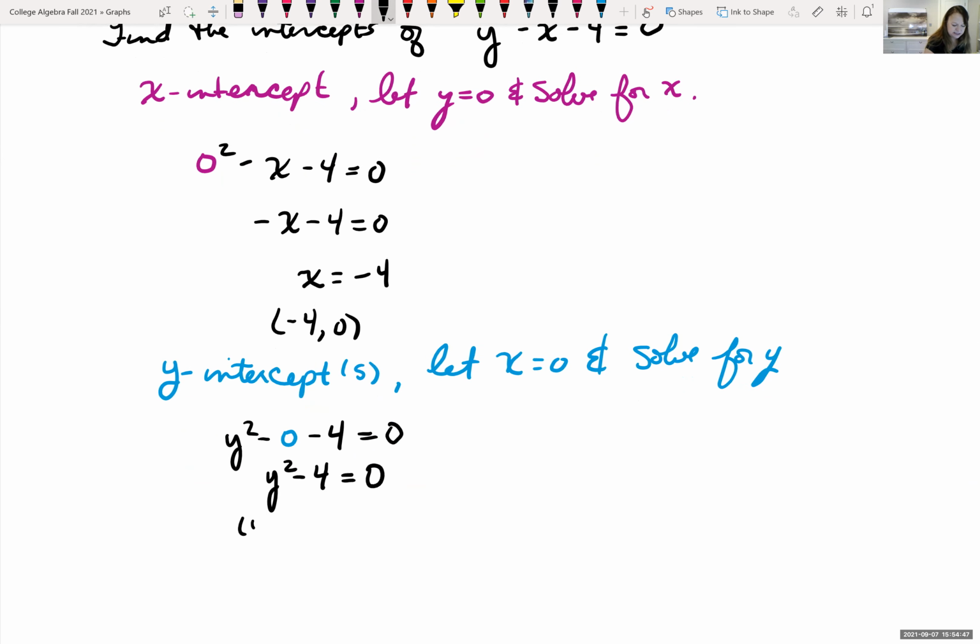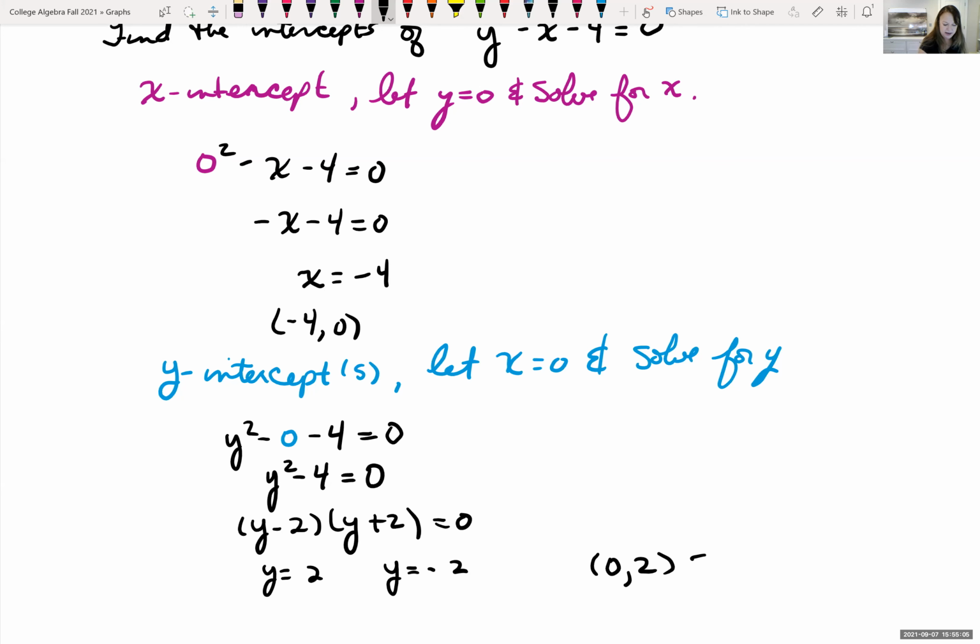So I could factor this as y minus 2 times y plus 2 equals 0, set each factor equal to 0, so y is positive 2 and y is negative 2. So if it asks for the points, put it in point form. So our point would be 0, 2, and 0, negative 2.